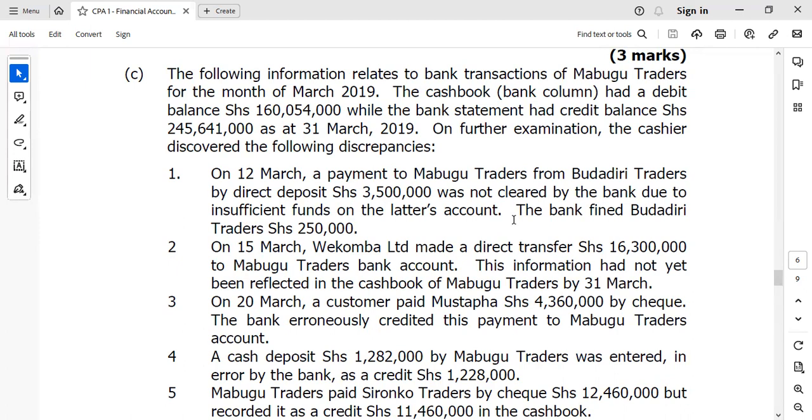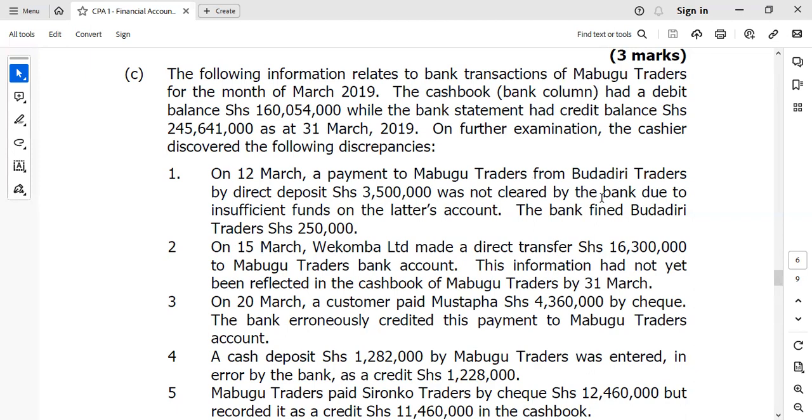Whenever the balance as per the cash book is different from the balance as per the bank statement, then we have to do what we call bank reconciliation. On further examination, the cashier discovered the following discrepancies. These are some of the reasons why the two balances were not in agreement. On 12th March, a payment to Mabugu Traders from Budadili Traders by a direct deposit of shillings 3.5 M was not cleared by the bank due to insufficient funds on the latter's account. The bank fined Budadili Traders shillings 250,000.